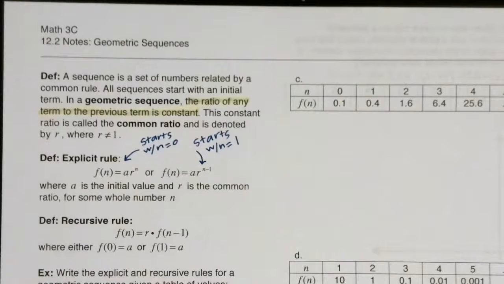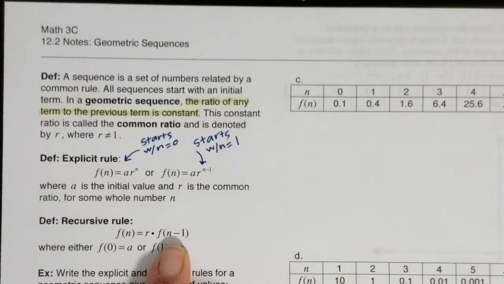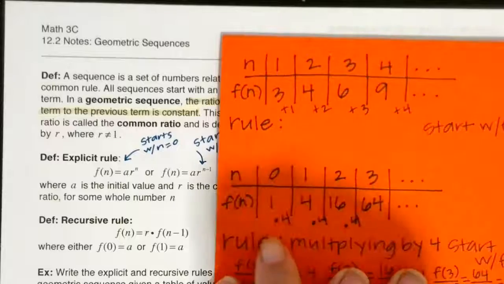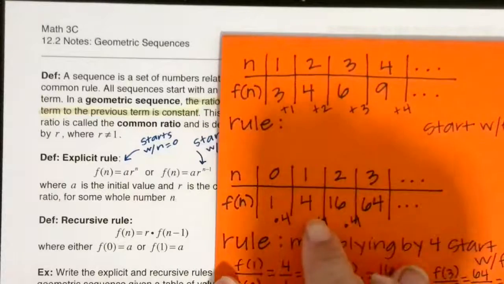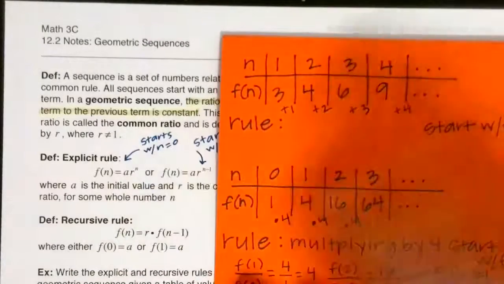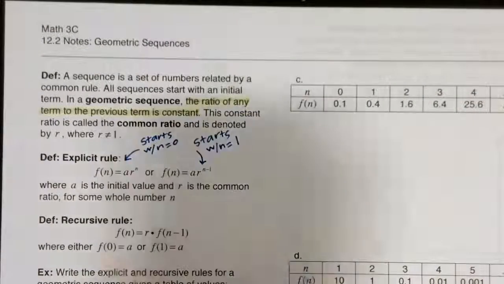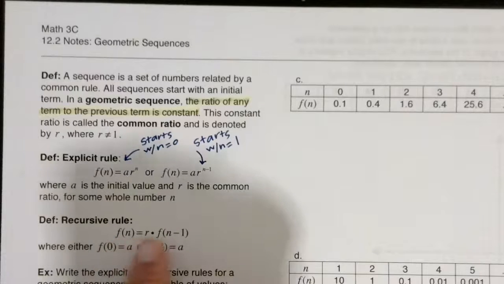So for the recursive rule, this rule right here says take r, that's your common ratio, and multiply it by the preceding term. This should make sense after everything we've just gone over when we talk about geometric sequences. So if I want to find a formula for this pattern right here, I would take r, which is 4, and in order to find the next term, I would multiply it by its previous term. So the way that you write that with the formula is, if you want to find a term, you take the common ratio and multiply it by its previous term.